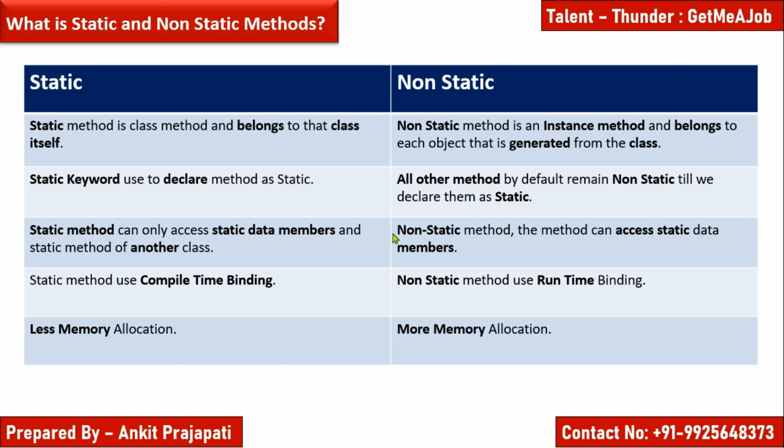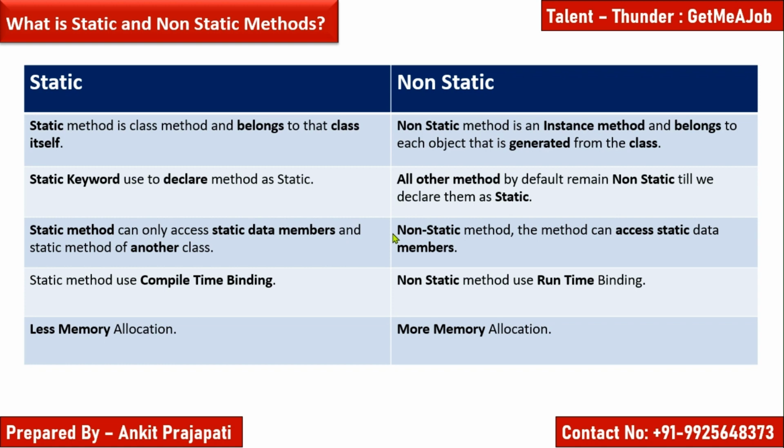Okay. Then what is a static and non-static method? First of all, when you want to create a static method, we have to use the static keyword in front of the method name. All other methods that we create normally, by default, are non-static methods. Okay, a static method is a class method which belongs to the class itself. Whereas a non-static method is an instance method, it belongs to each object generated from the class. Okay, so you can use it in another class as well.